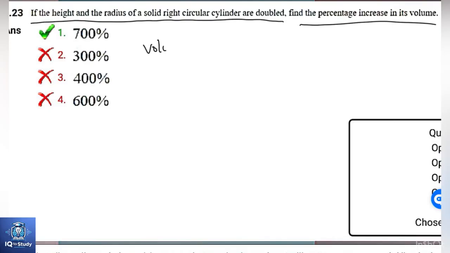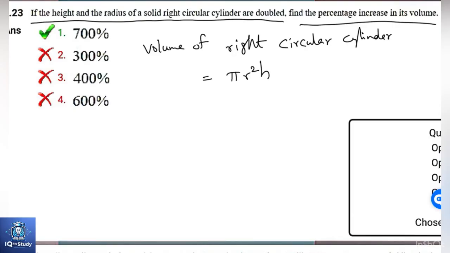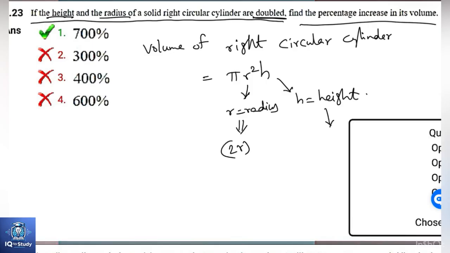We know that the volume of a right circular cylinder is equal to pi r square h. Here r means radius and h means height. According to the question, height and radius are doubled. So it means radius becomes 2r and height becomes 2h.